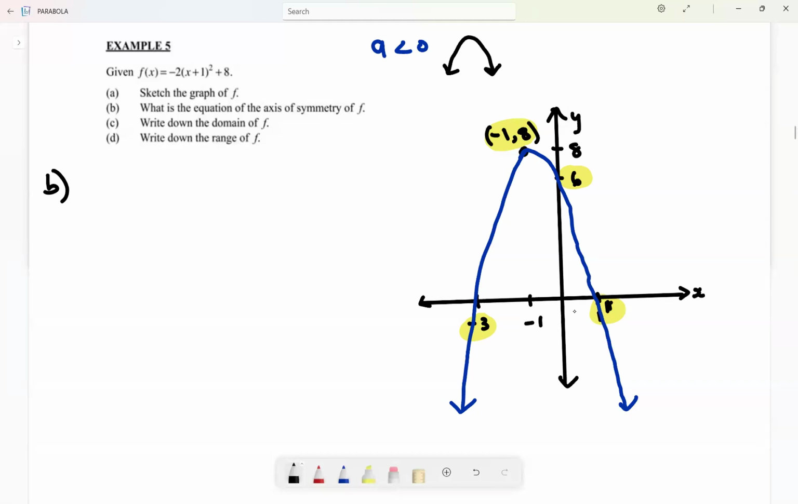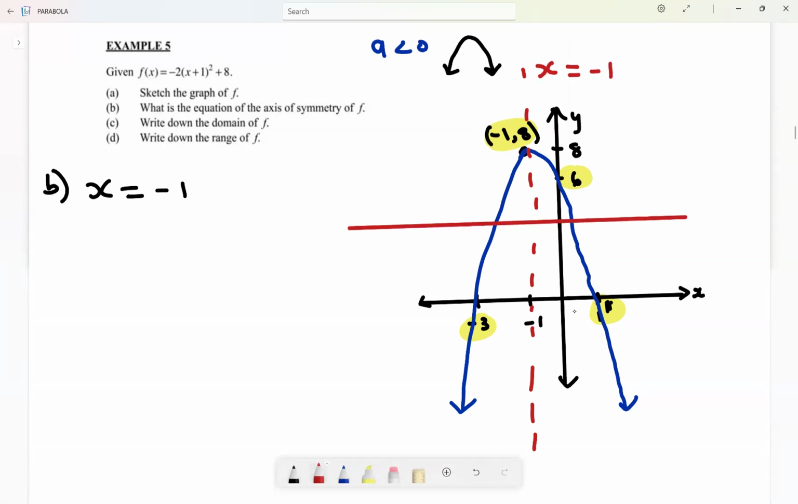Number B: what is the equation of the axis of symmetry of f? Remember, the axis of symmetry passes exactly through the turning point. So what is the x-coordinate thereof? Therefore, we're going to say x is equal to -1. This is the axis of symmetry, with equation x equals -1. But if it was a line like this, since it cuts at y, we would say y is equal to something. But this one cuts at x, so we say x is equal to that something. That value there is how much? It is -1.